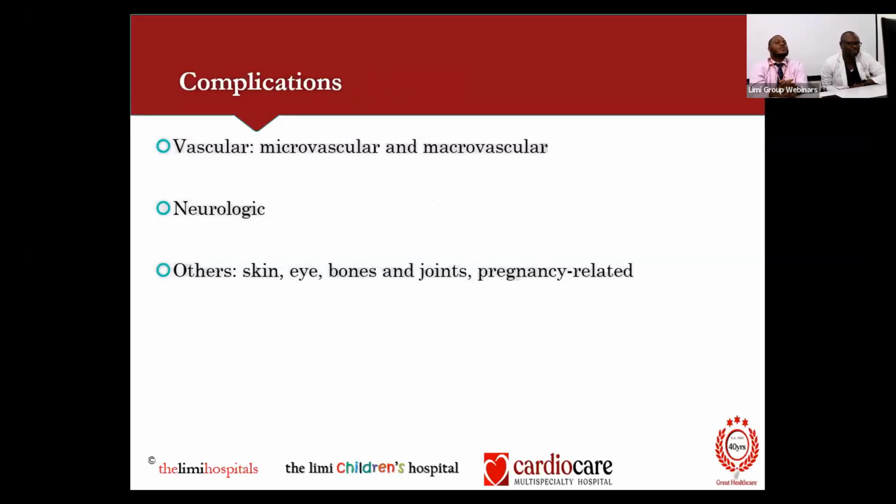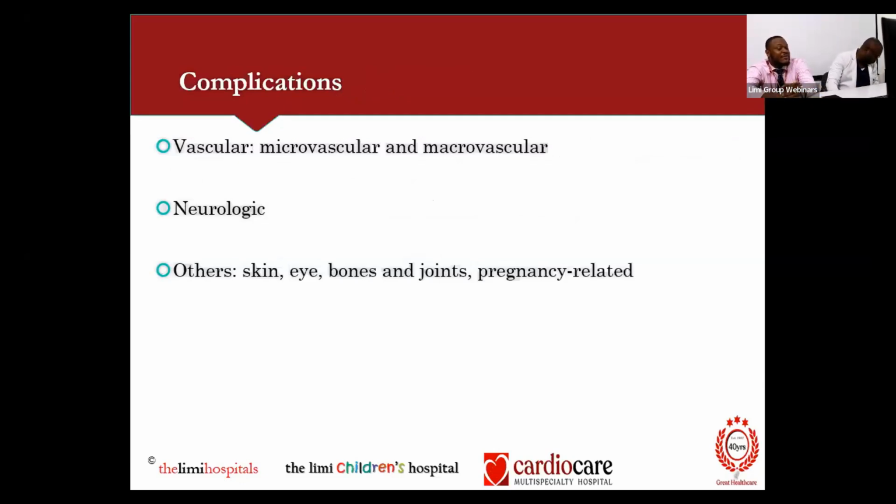Okay, so we're going over to the final part of our segment, and we're talking about complications. I'm just going to first highlight our complications and how we usually classify them in medicine.